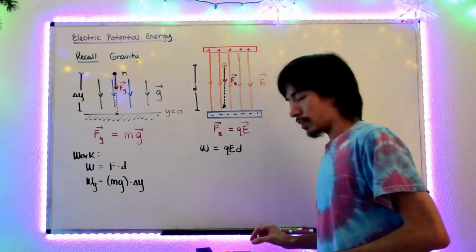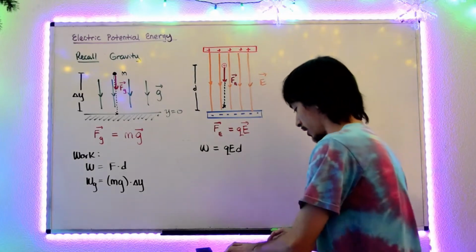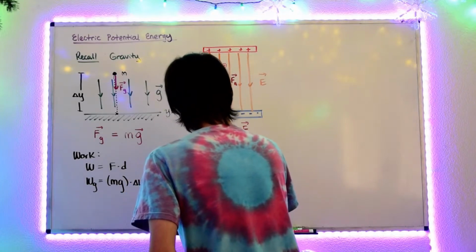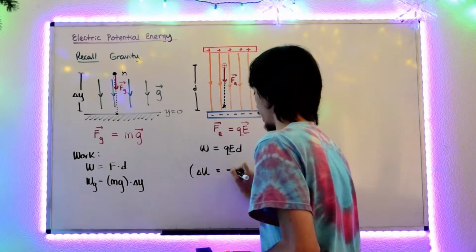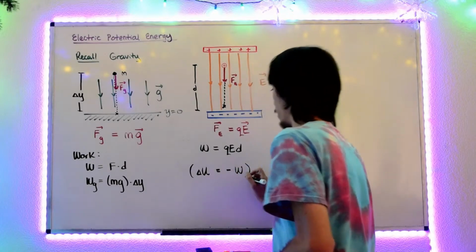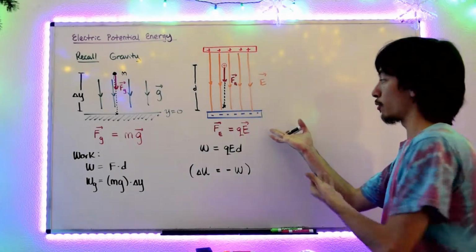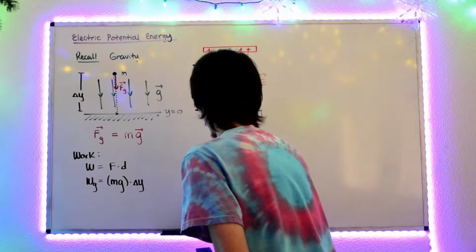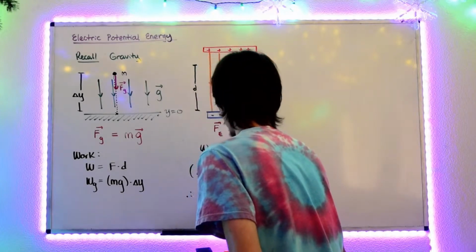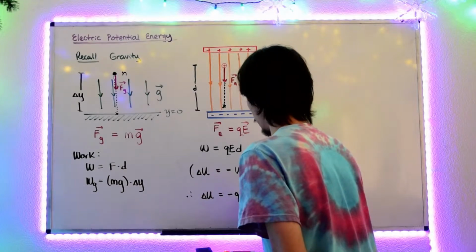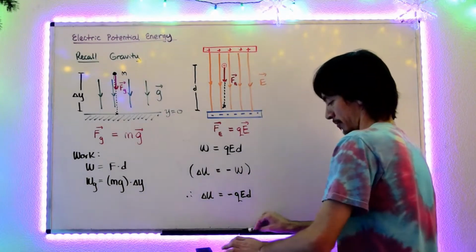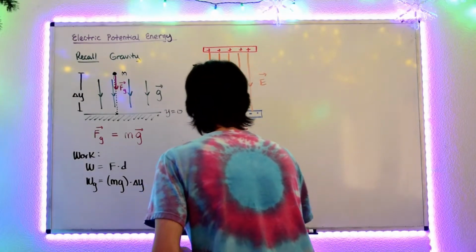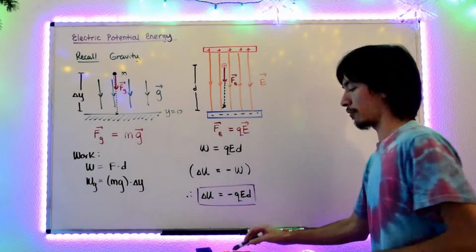And if we want the potential energy from this, all we have to say is that, going back to energy concepts, the change in potential energy is equal to the negative of the work done by some conservative force, which the electric force is, so we can apply this concept. If that's the case, then we conclude that the change in potential energy of the object is negative QEd. So this is the change in electric potential energy by moving some distance along the field lines.